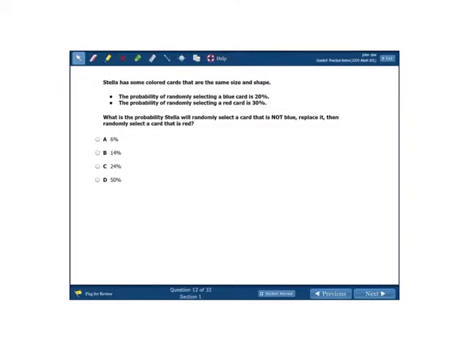Stella has some colored cards that are the same size and shape. The probability of randomly selecting a blue card is 20%. We're not used to seeing probabilities as percents. So real quick, I'm going to think about that 20% in two other ways. I'm going to think about it as a decimal, which is 2/10, and I'm going to think about it as a fraction. Now, I'm not going to expect you guys to just know that 2/10 is 1/5. You probably should by now, but you could write 2/10 and then simplify it to 1/5. But there's that first one.